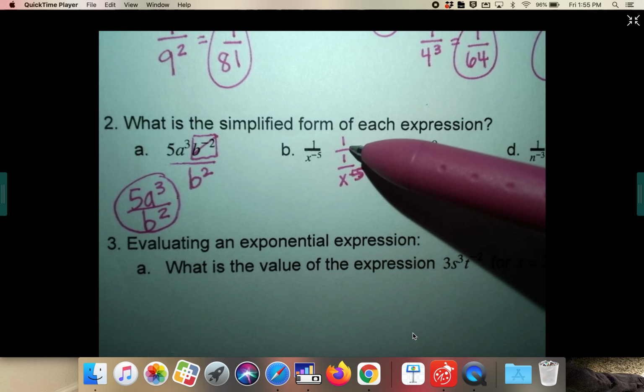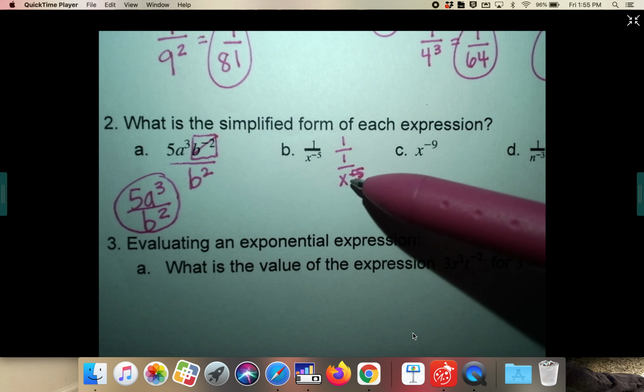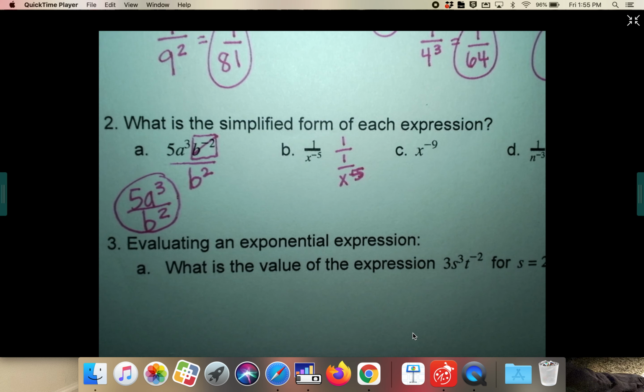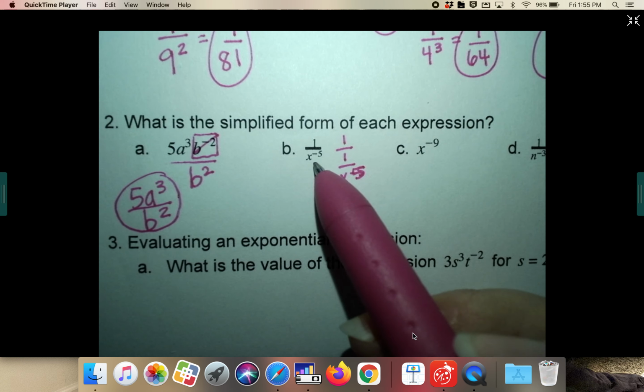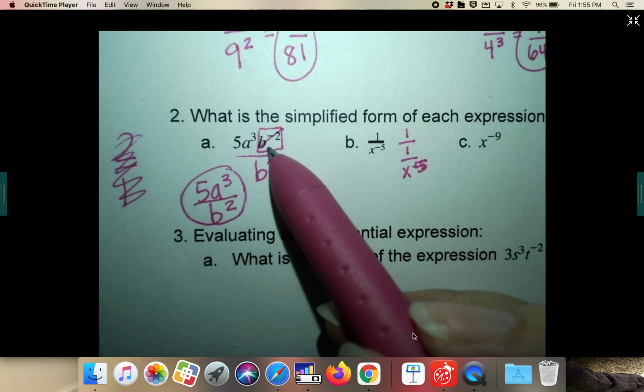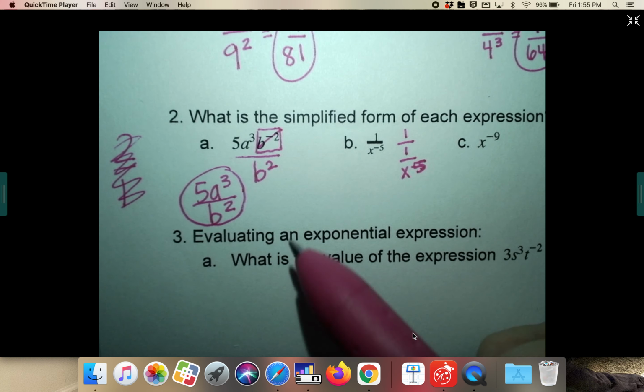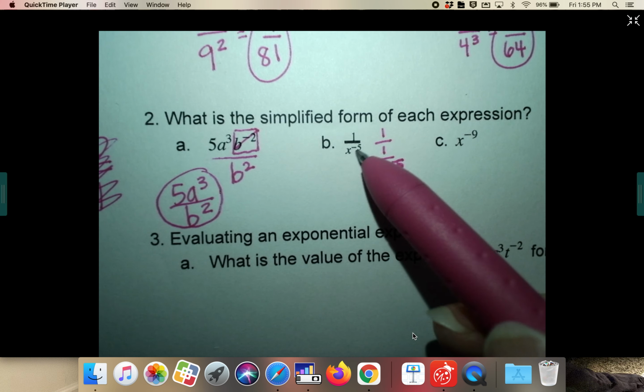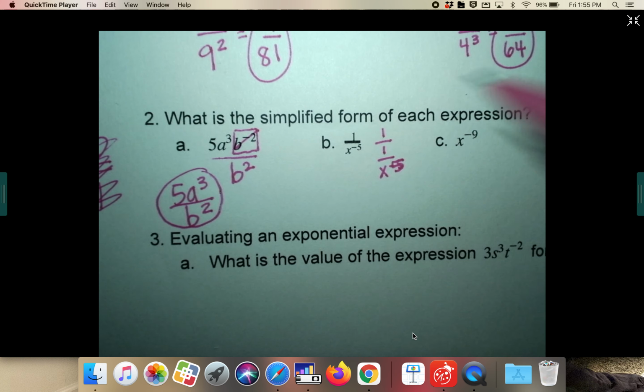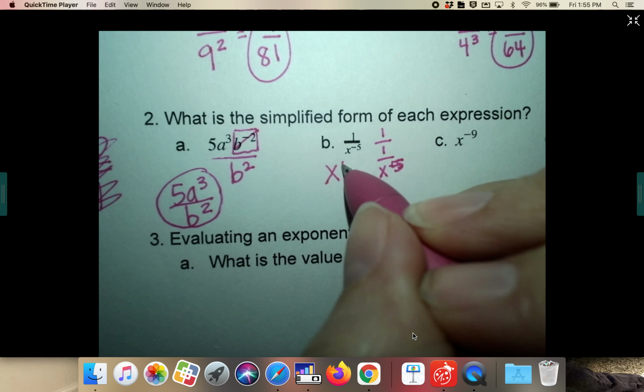But anytime you have 1 over a number, this is going to do the same thing as coming back to the top. So if you have a negative on the top, like a, it's going to flip to the bottom and become positive. If you have a negative on the bottom, it's going to flip to the top and become positive.